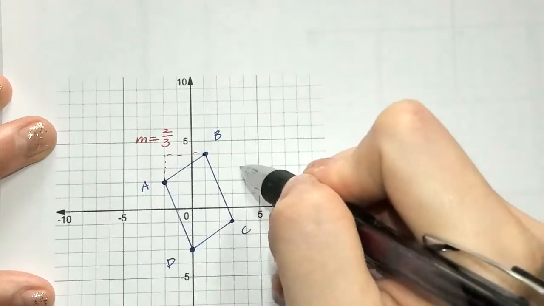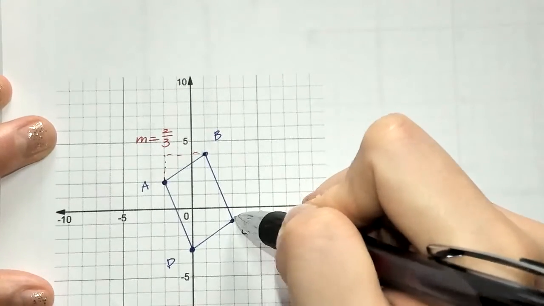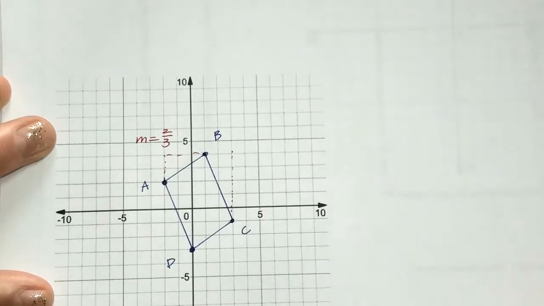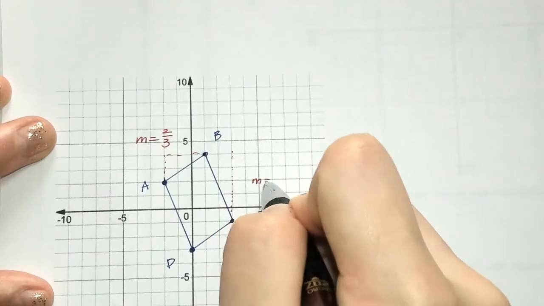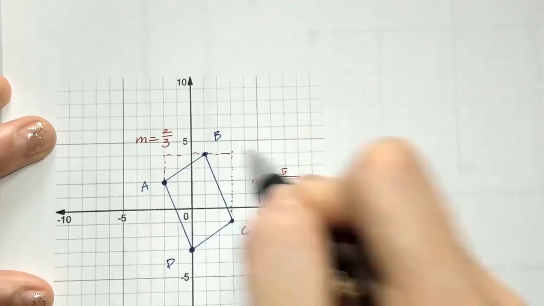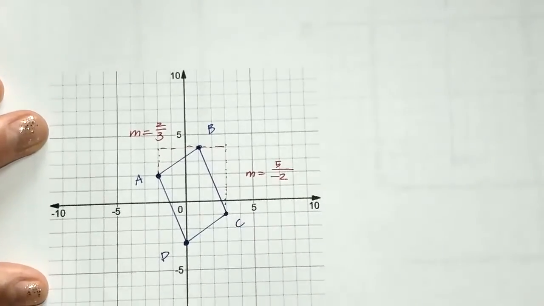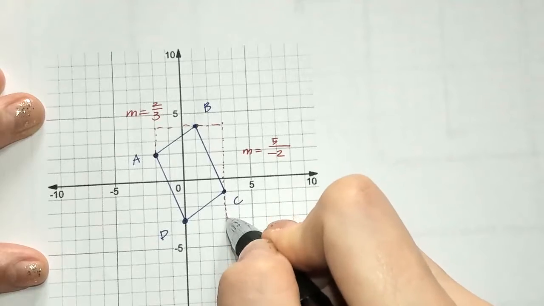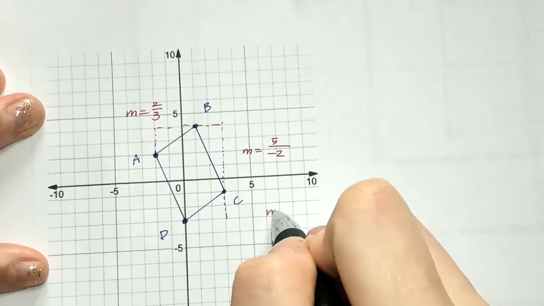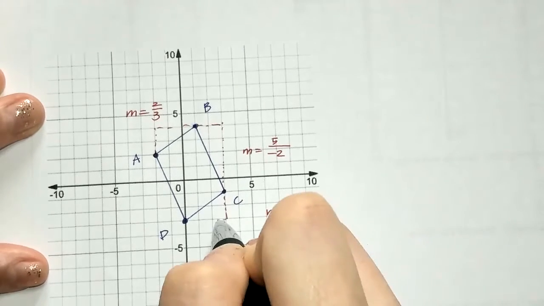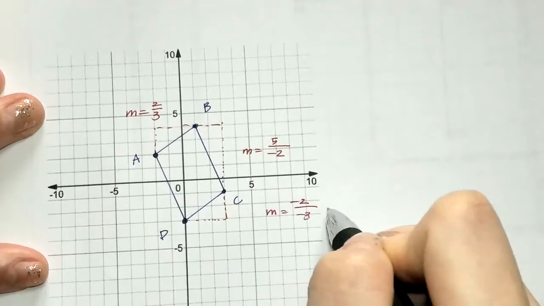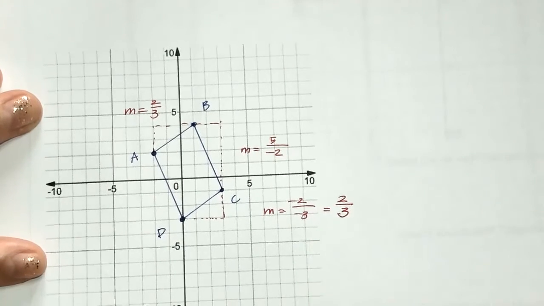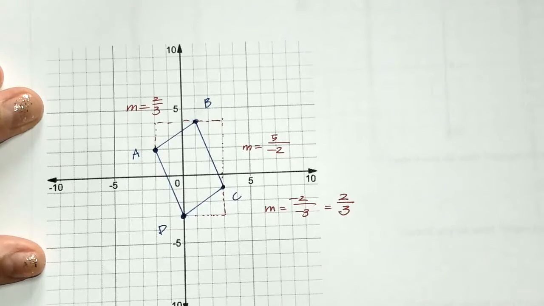This one, I'm going to be going from point C. Going to go 1, 2, 3, 4, 5. Up 5. And then left 2. So -2. Then CD. I'm going to go down 2, and then left 3, which is -3, but negative over negative makes it a positive. So I can say the slope is positive 2/3.